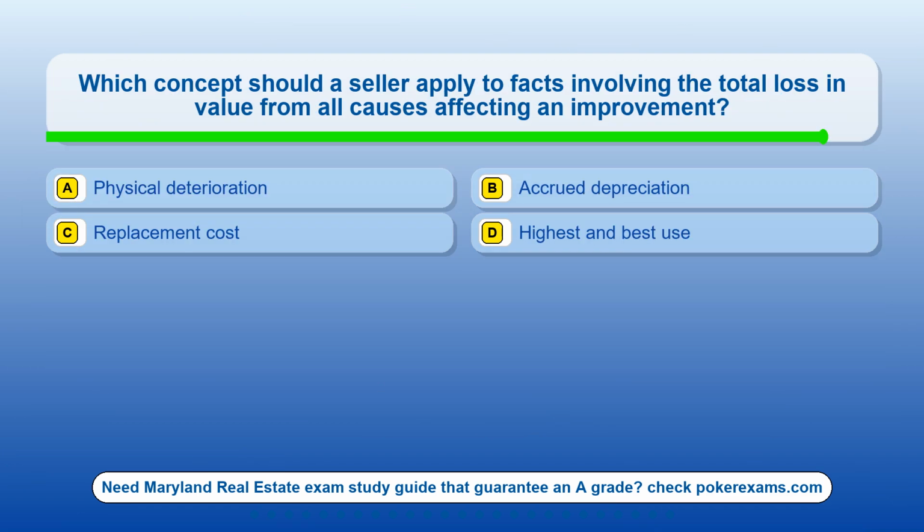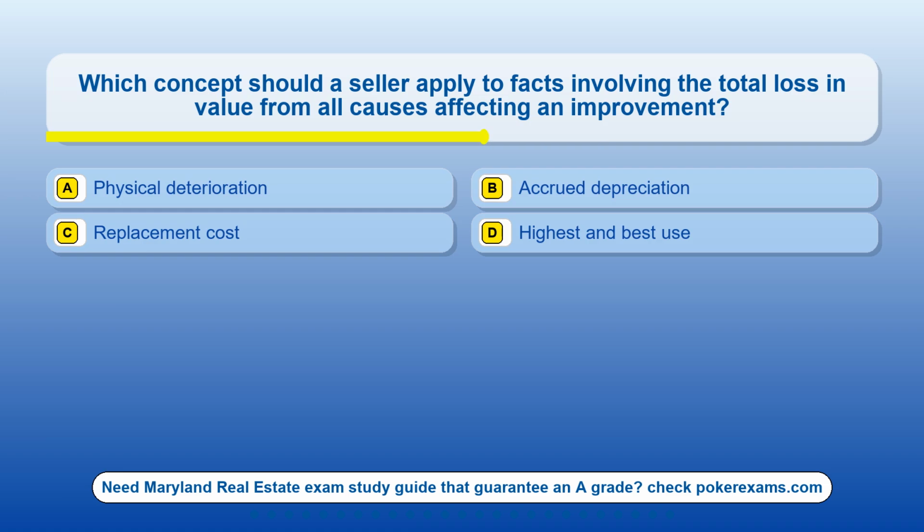Question 2. Which concept should a seller apply to facts involving the total loss in value from all causes affecting an improvement? Option A, physical deterioration. Option B, accrued depreciation. Option C, replacement cost. Option D, highest and best use.